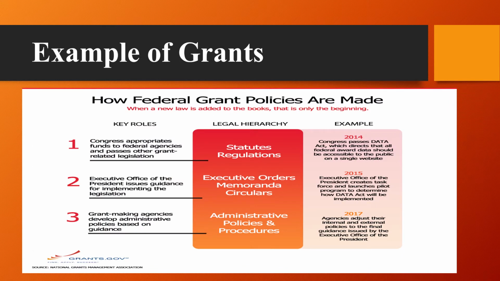Here's an example of how federal grant policies are made. Under key roles, Congress appropriates funds to federal agencies and passes other grant-related legislation. The Executive Office of the President issues guidance for implementing the legislation. Grant-making agencies develop administrative policies based on that guidance.